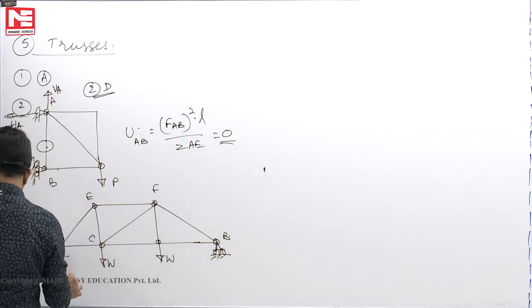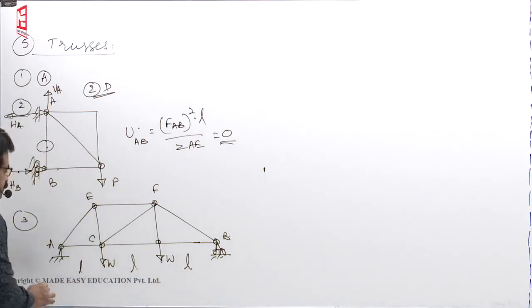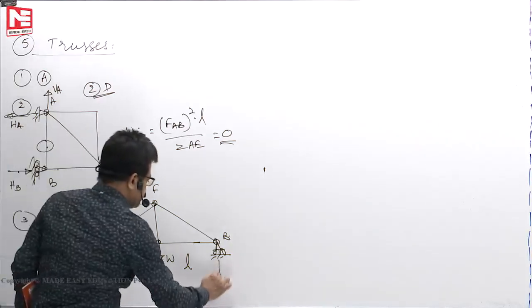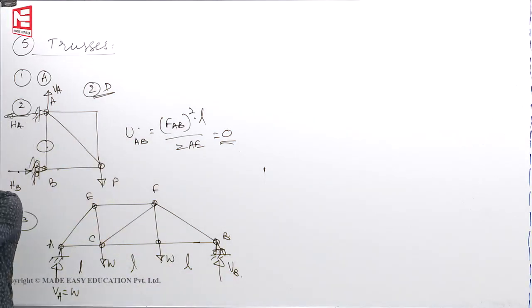Okay. W was there. Length is L, L, L. Okay. So reactions are how much? VA is W. VB is also W. Okay. There are three ways of finding zero forces in the members.